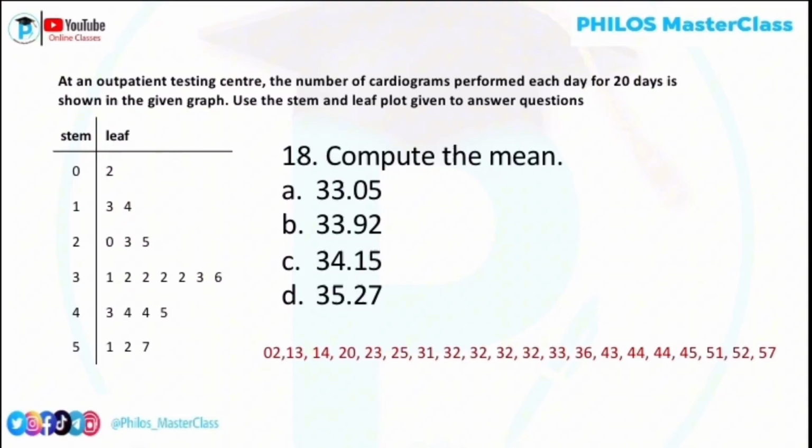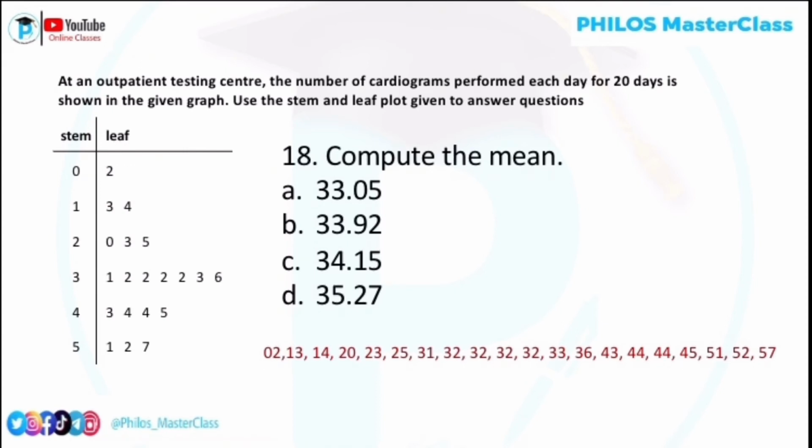So you'll be taking the stem and merging it with each of the leaves. When you go to the fourth row, you have 3 over there. The stem is 3. So first you take 31, then you take 32 next, 32 again, 32, 32 again, then 33, 36. Then you do that to the last. So that's what I've written down here. I've separated them using comma. So you can do the same.